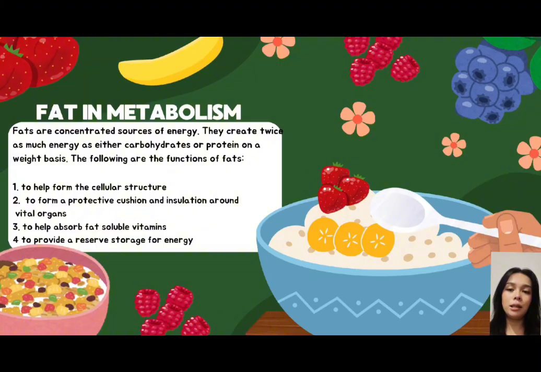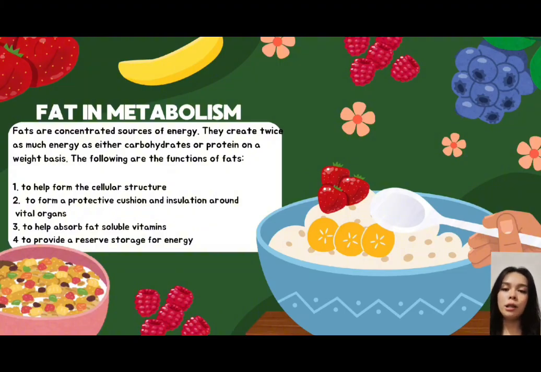So, fat and metabolism. Fat is the body's most concentrated source of energy. It provides about 9 calories per gram, while carbohydrates and protein provide only 4 calories per gram. This means that fat gives more than twice as much energy as carbohydrates or protein. Our body stores extra fat as an energy reserve which can be used when we do not get enough food or during long periods of physical activities.